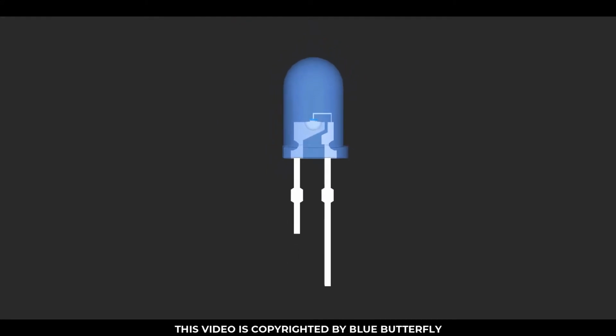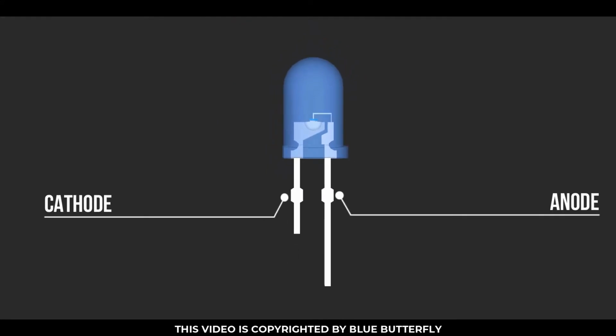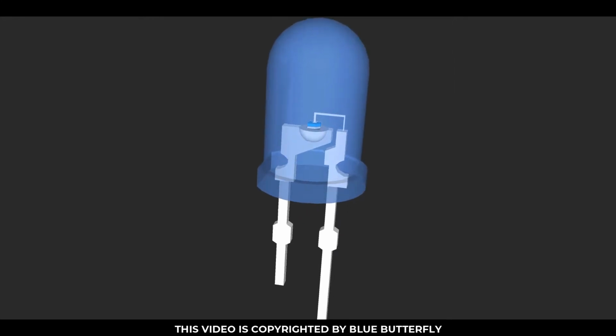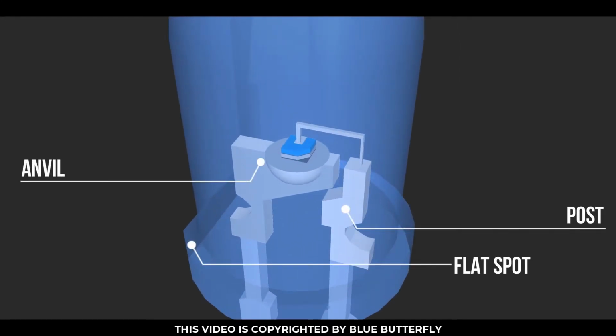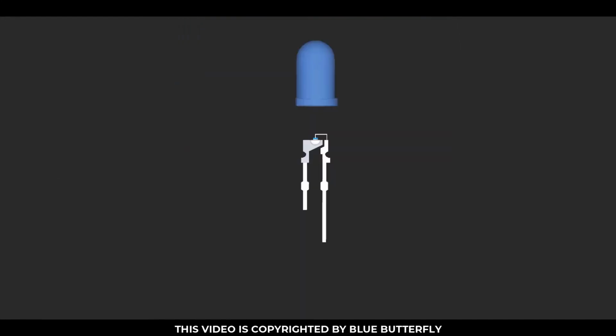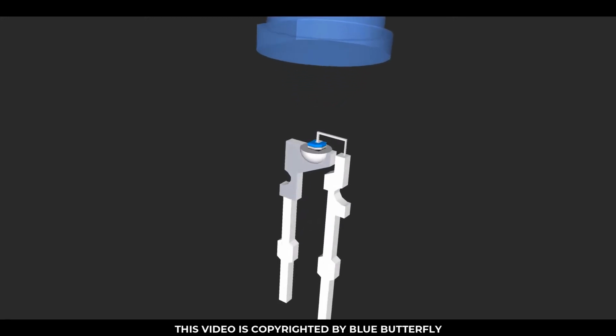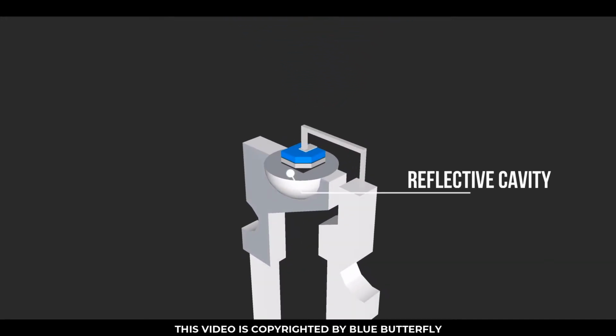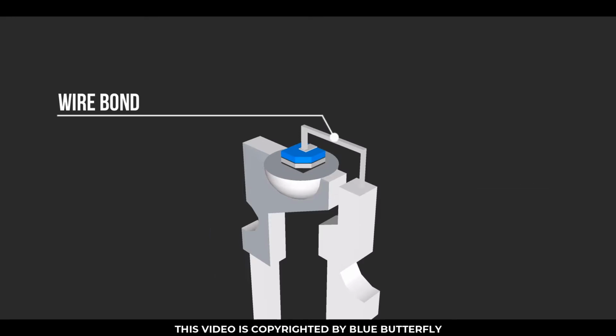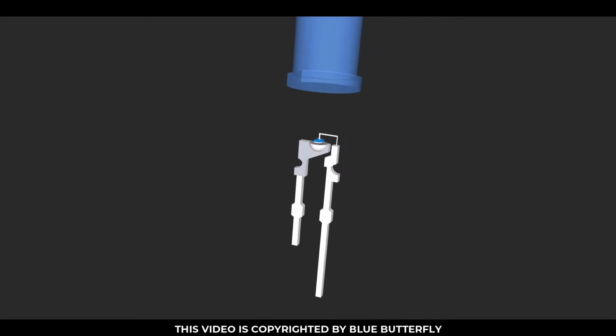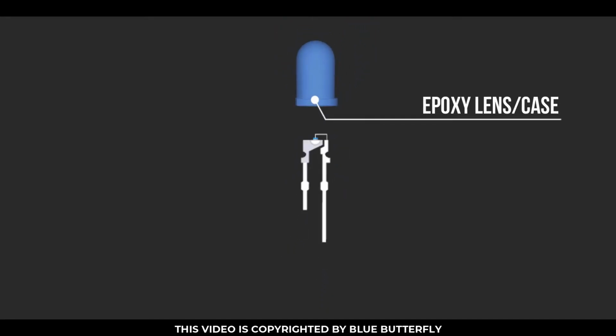Okay, let's see the components and pinout of the LED. These are the voltage pins, that is anode and cathode. This is the flat spot of LED, and these are the LED frame, which is known as anvil and post. The thing which glows is the semiconductor die, which you can see here, and it is kept in a reflective cavity. The semiconductor die is connected to the anode via wire bond. The whole system is kept inside the epoxy lens slash case.